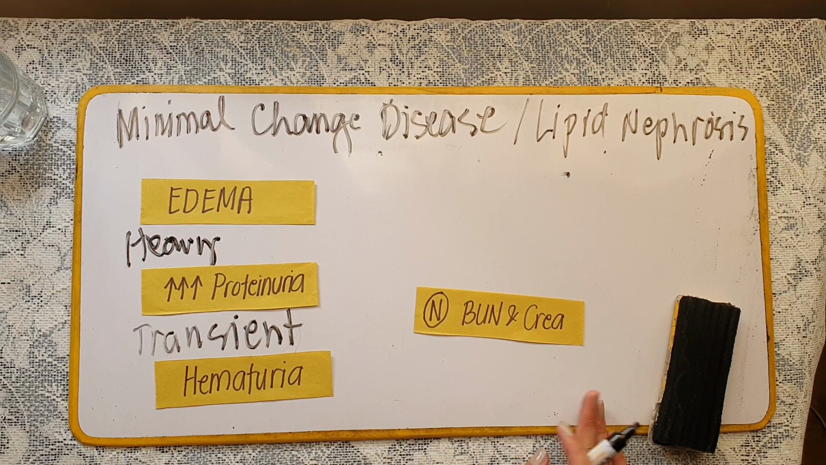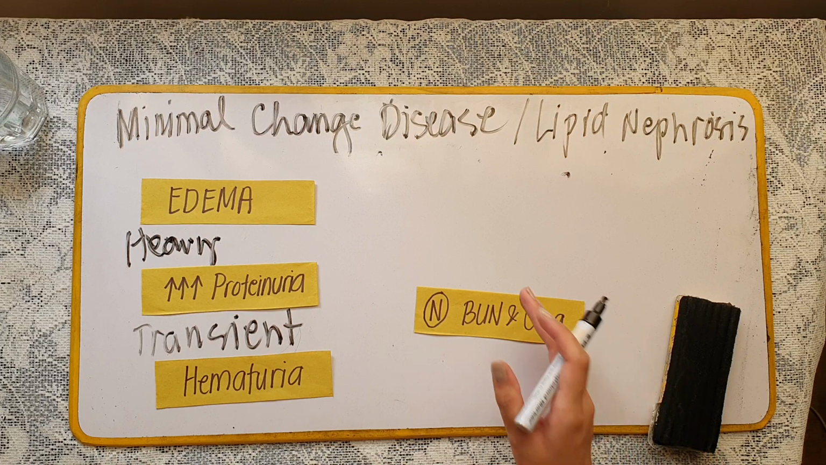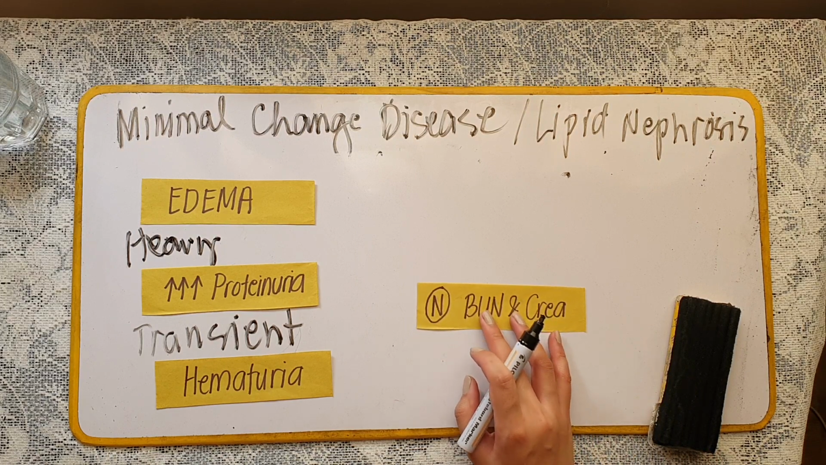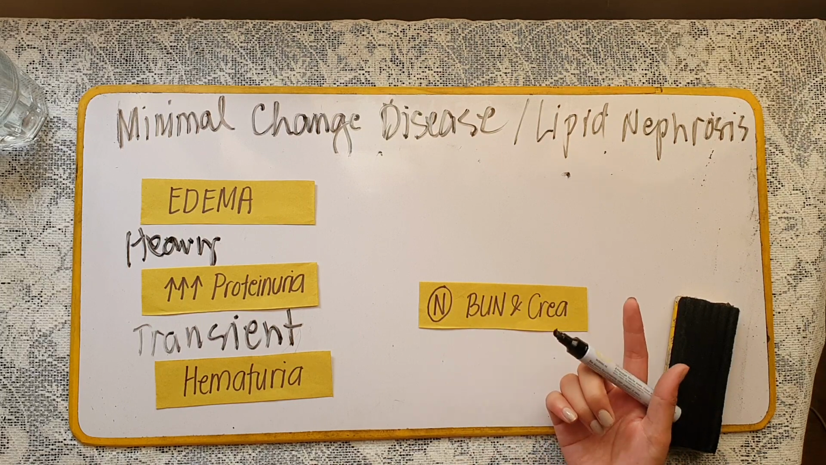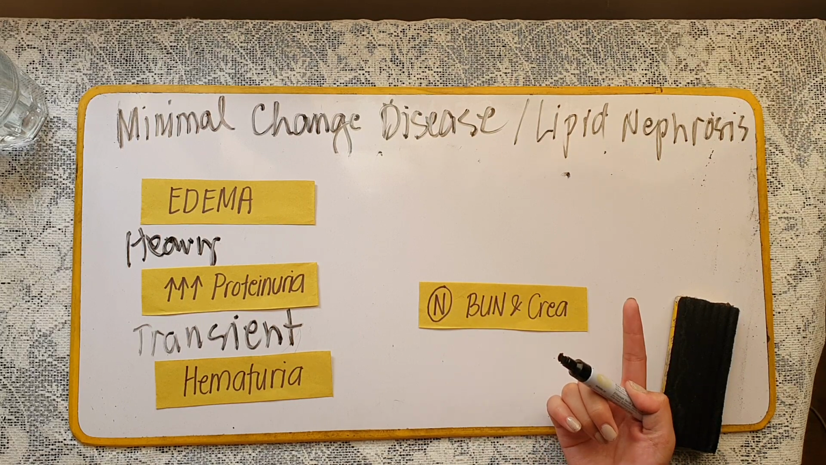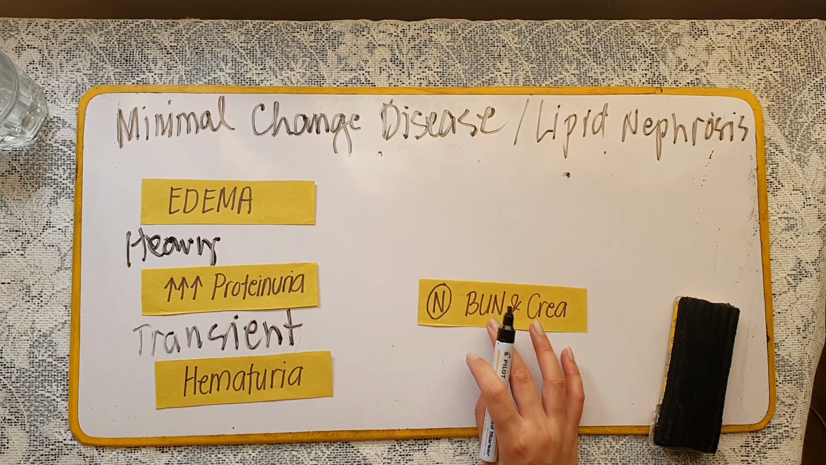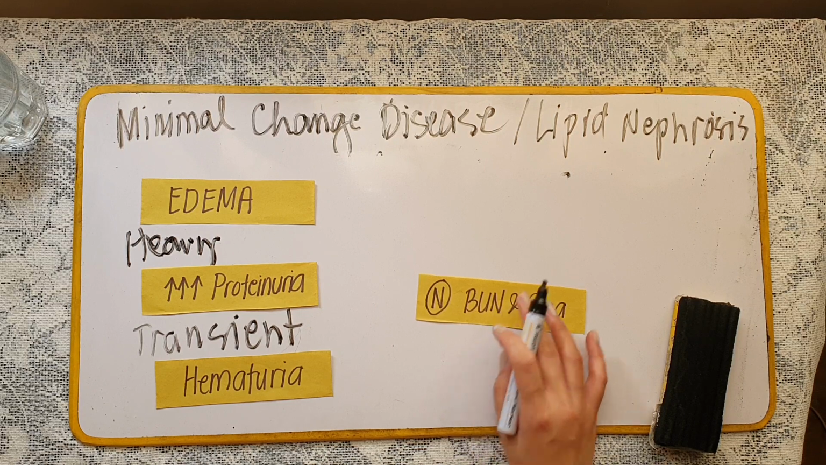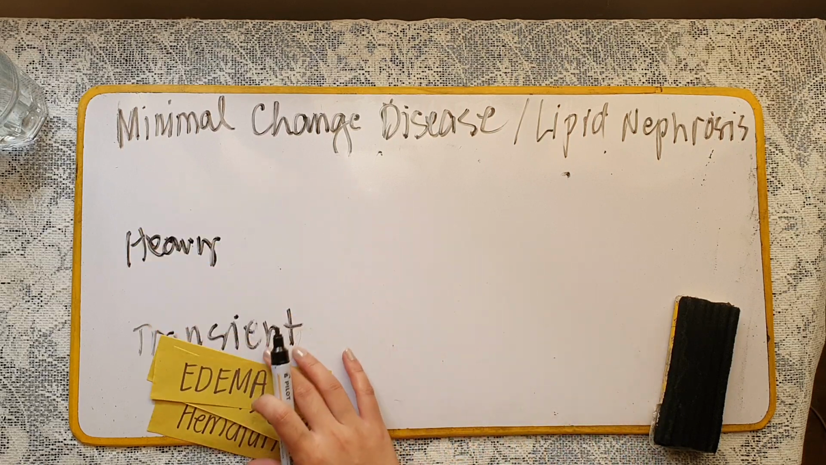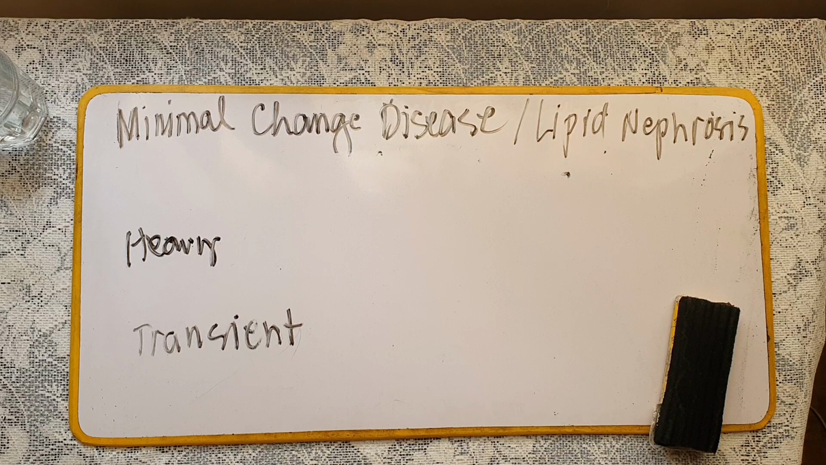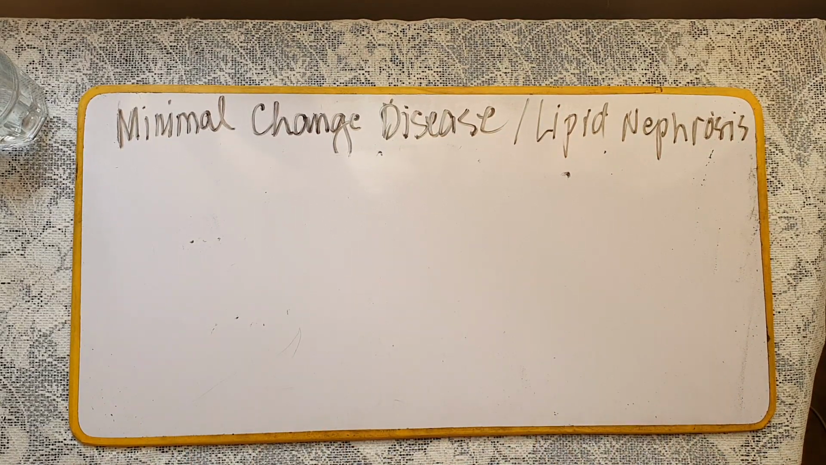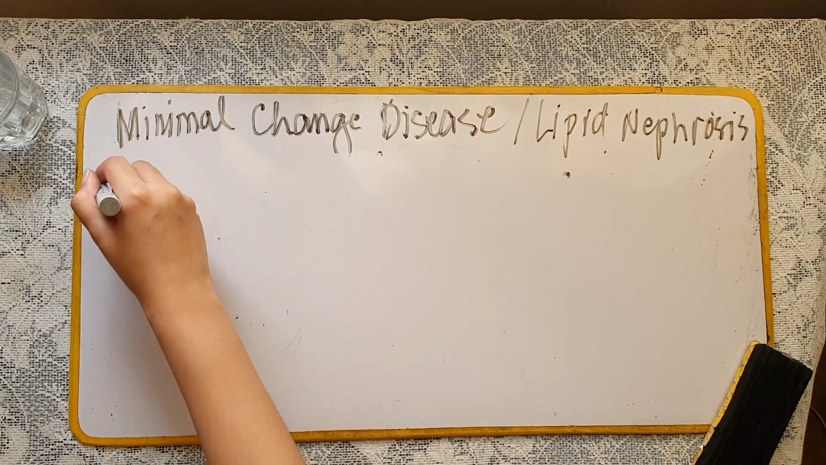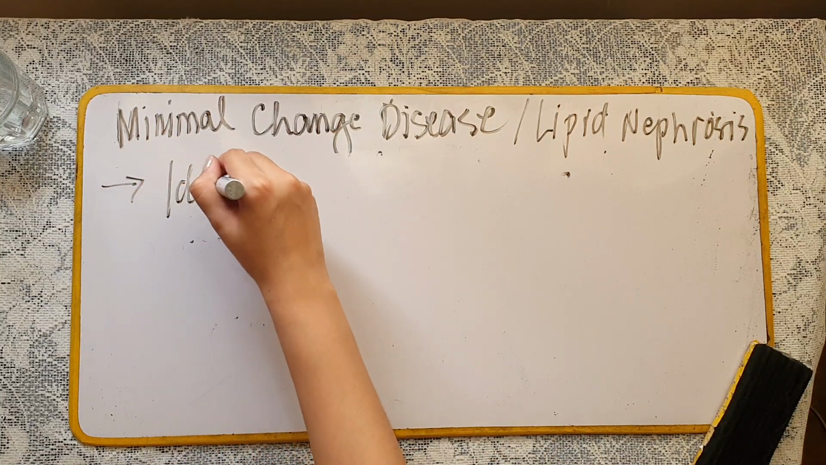Again, what is the main damage in our minimal change disease? It is the podocytes and the shield of negativity of the glomerular membrane barrier. Now, minimal change disease is said to be idiopathic. The etiology of our minimal change disease is unknown. It is said to be idiopathic.